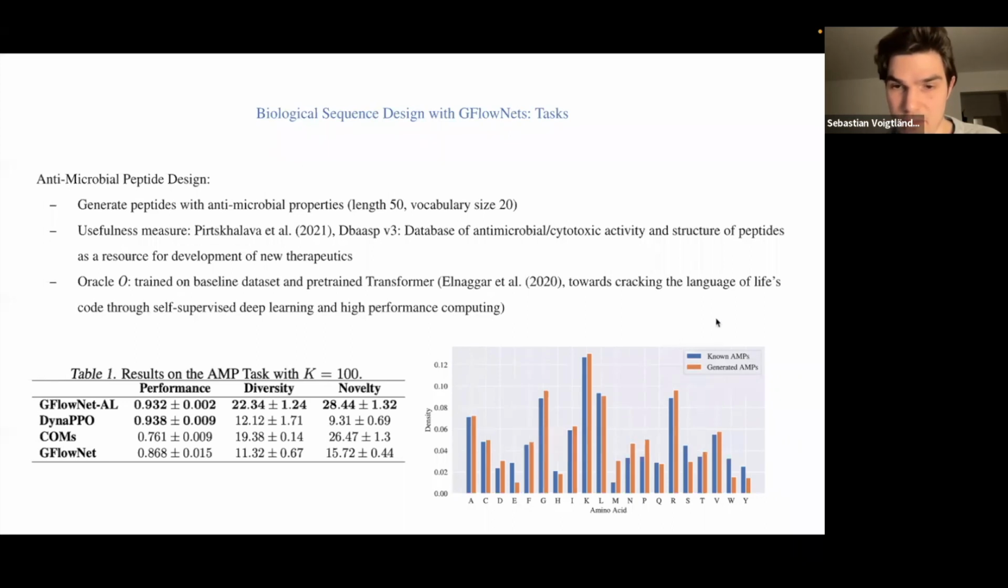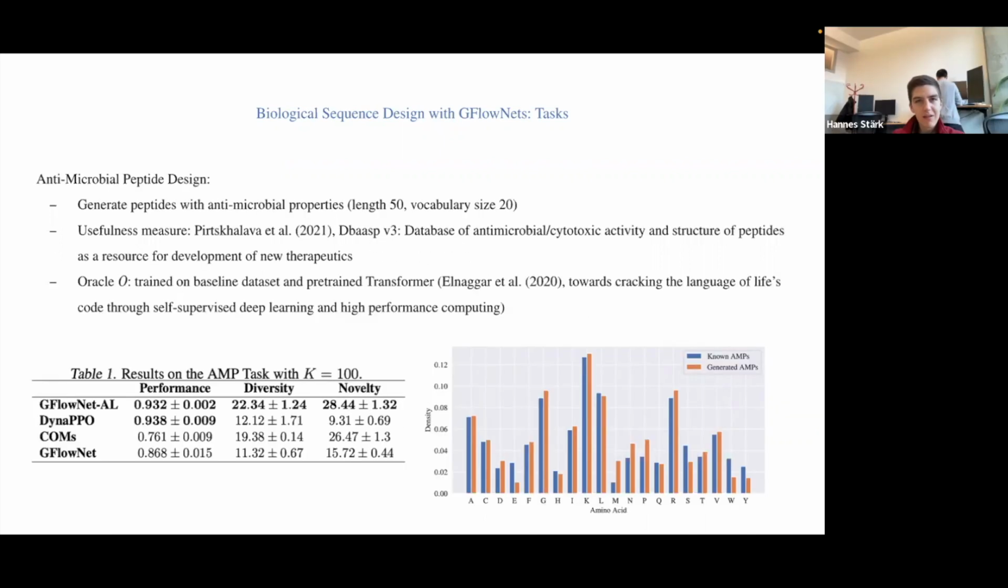So yeah, I think that's a really cool thing that GFlowNet can not only succeed in achieving high values in performance, diversity, and novelty, but also generate biologically plausible candidates as far as the density of the amino acids is concerned. Okay. And yeah, then maybe I think here Gabriele has a question.